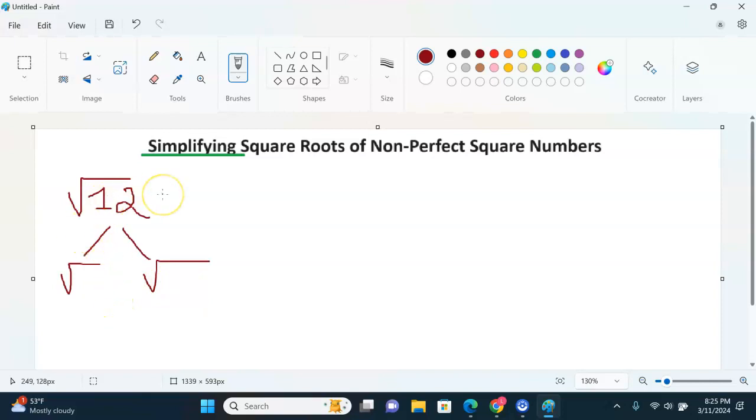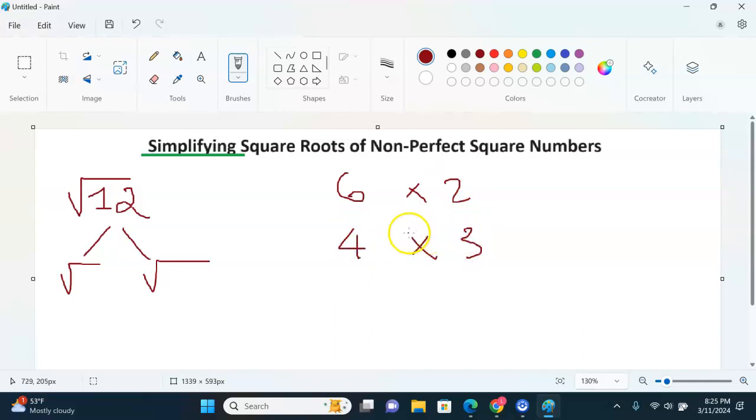So the square root of 12, okay, well, let's come up with two numbers that are the multiples of 12, or the factors of 12. What are the factors of 12? Now, you can say 12 is equal to 6 times 2. 12 is also equal to 4 times 3.